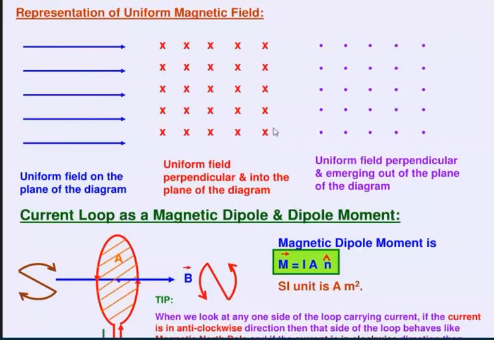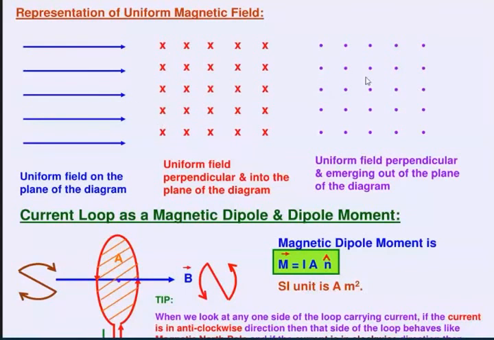Next one is if a field line is coming out of the plane, then it is denoted by dots. This dot indicates the field line coming out of the plane of this figure. One dot indicates one field line, and these field lines are coming out of the plane perpendicularly. So we have seen that there are three representations of the magnetic field in a plane.